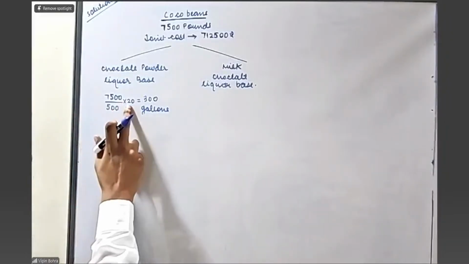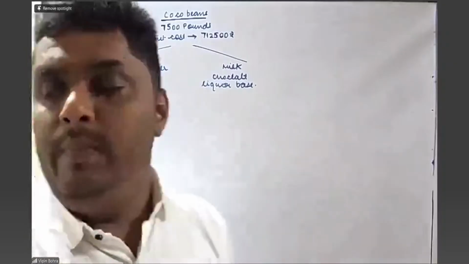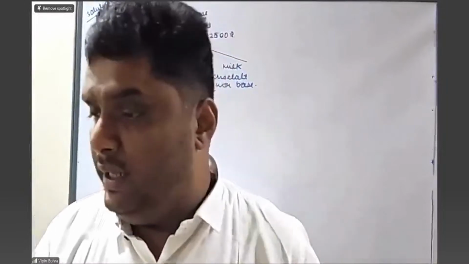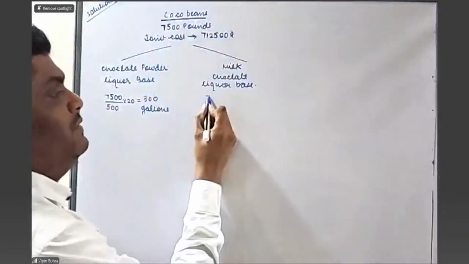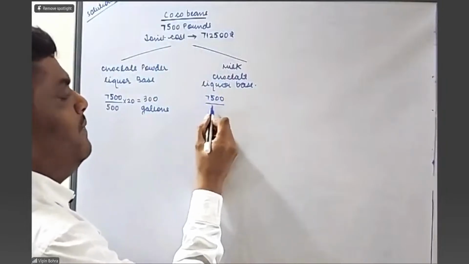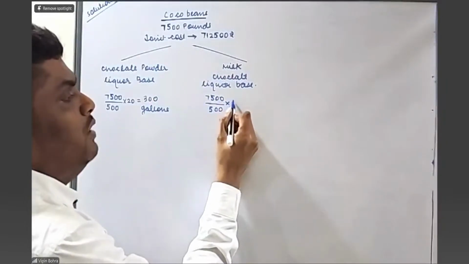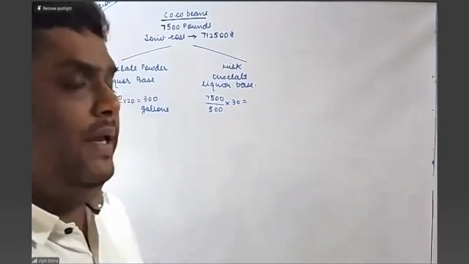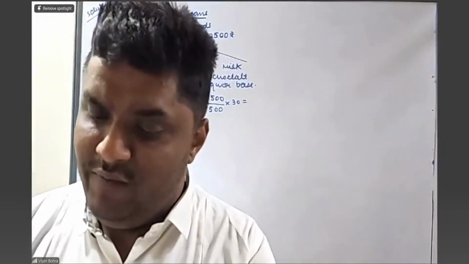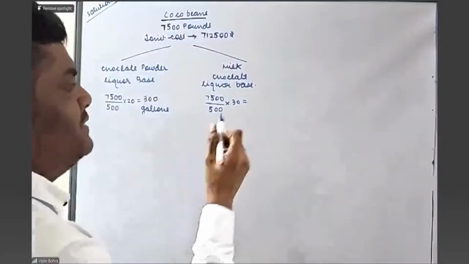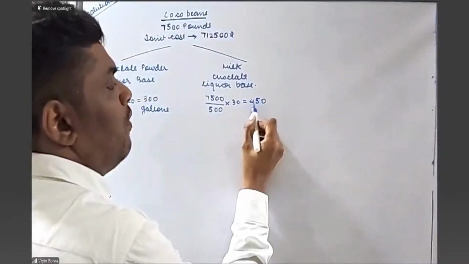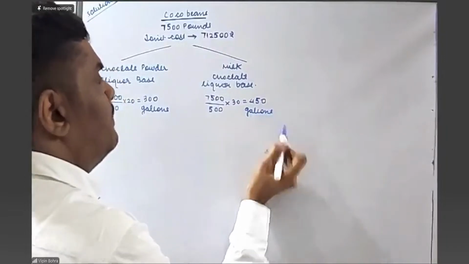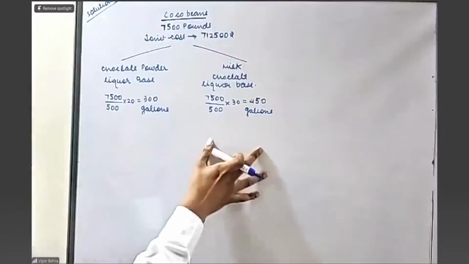For every 500 pounds, 20 gallons. So in total, how many gallons will we be getting? 300 gallons. I repeat again, 7,500 divided by 500 into 20. Similarly, for milk chocolate liquor base, 30 gallons. So in this case, 7,500 divided by 500 into 30. So how many gallons will we be getting in this case? 450 gallons. So this is the quantity that is manufactured.